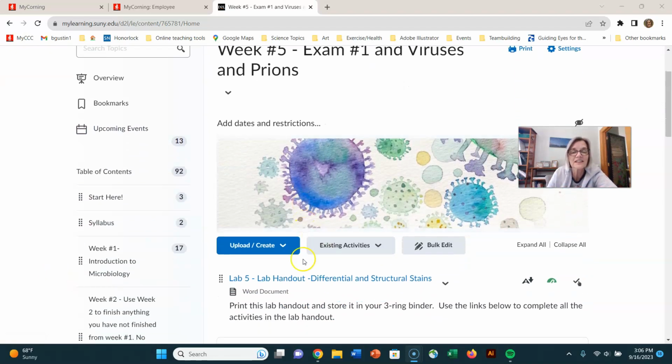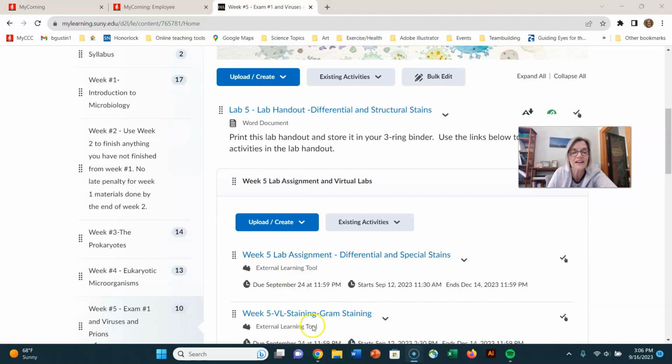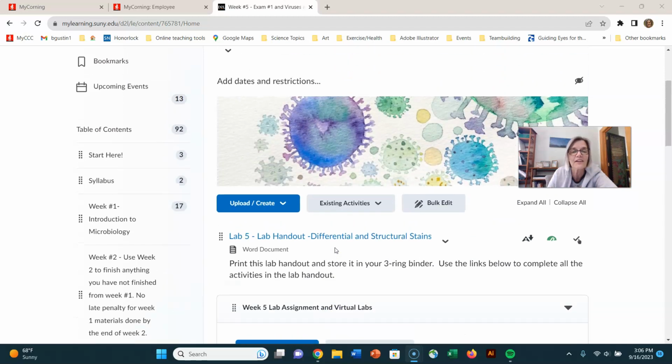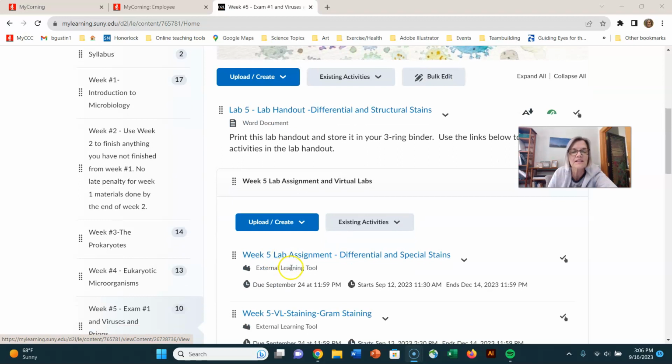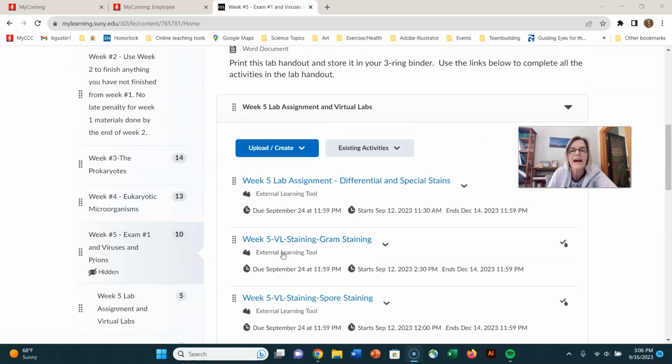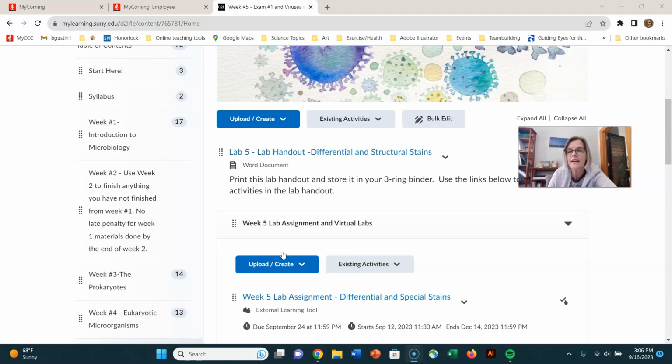You'll notice that the elements of week 5 are in a little bit different order than we usually have. The first thing after the video is the lab handout, and below that are the lab assignment and the virtual labs, graded just like we've done in the past. I want you to notice that the material in the week 5 lab is consistent with some of the material for exam number 1.